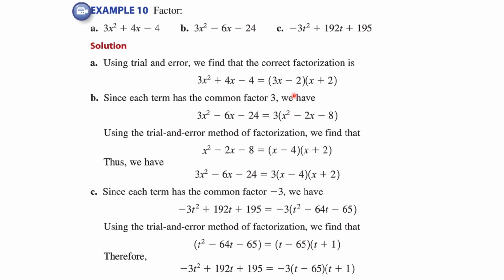So here you can factor this into 3x minus 2 times x plus 2. Here you factor out the common factor first. So at the end we'll have 3 times x minus 4 times x plus 2. And on the last one you're going to have minus 3. This is going to be t minus 65 times t plus 1.